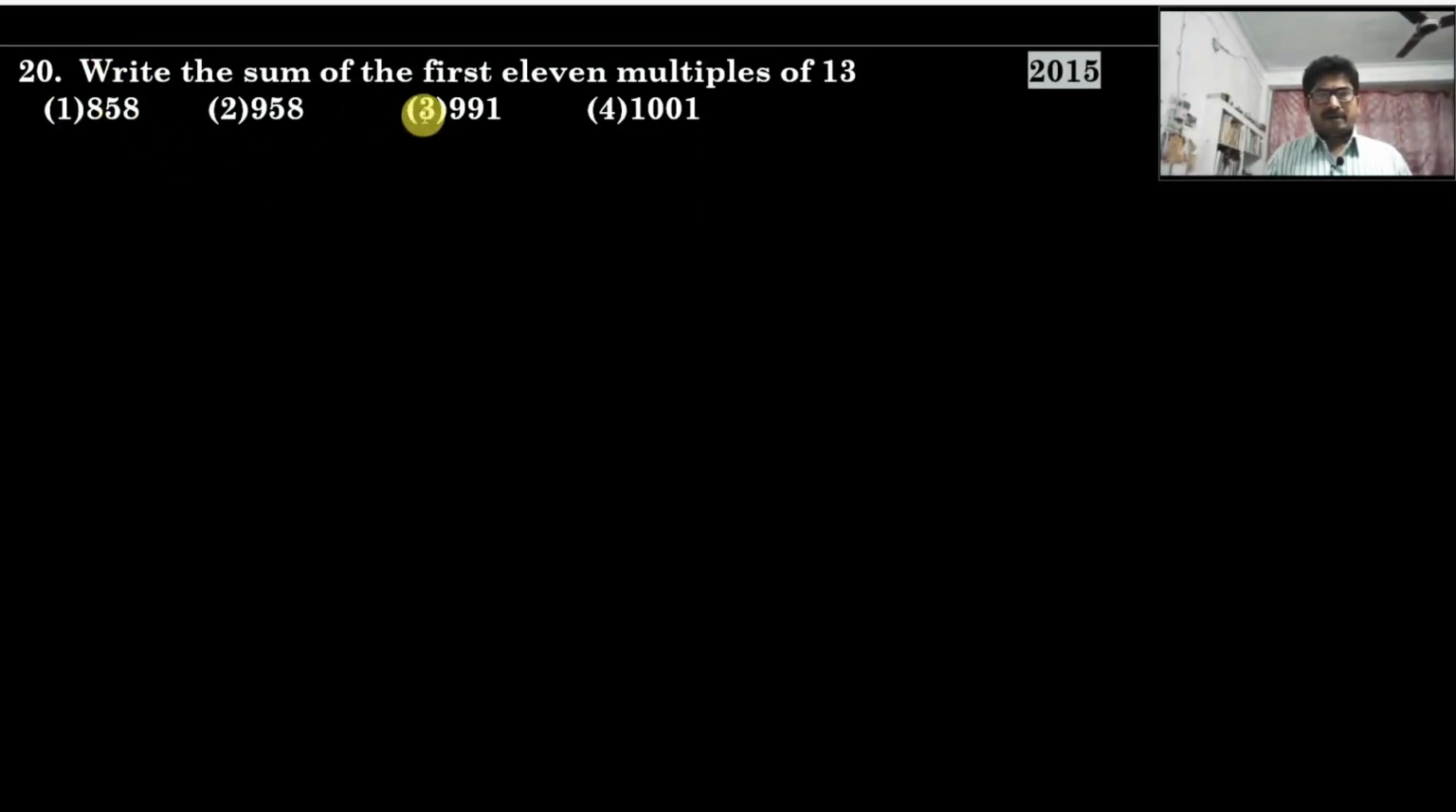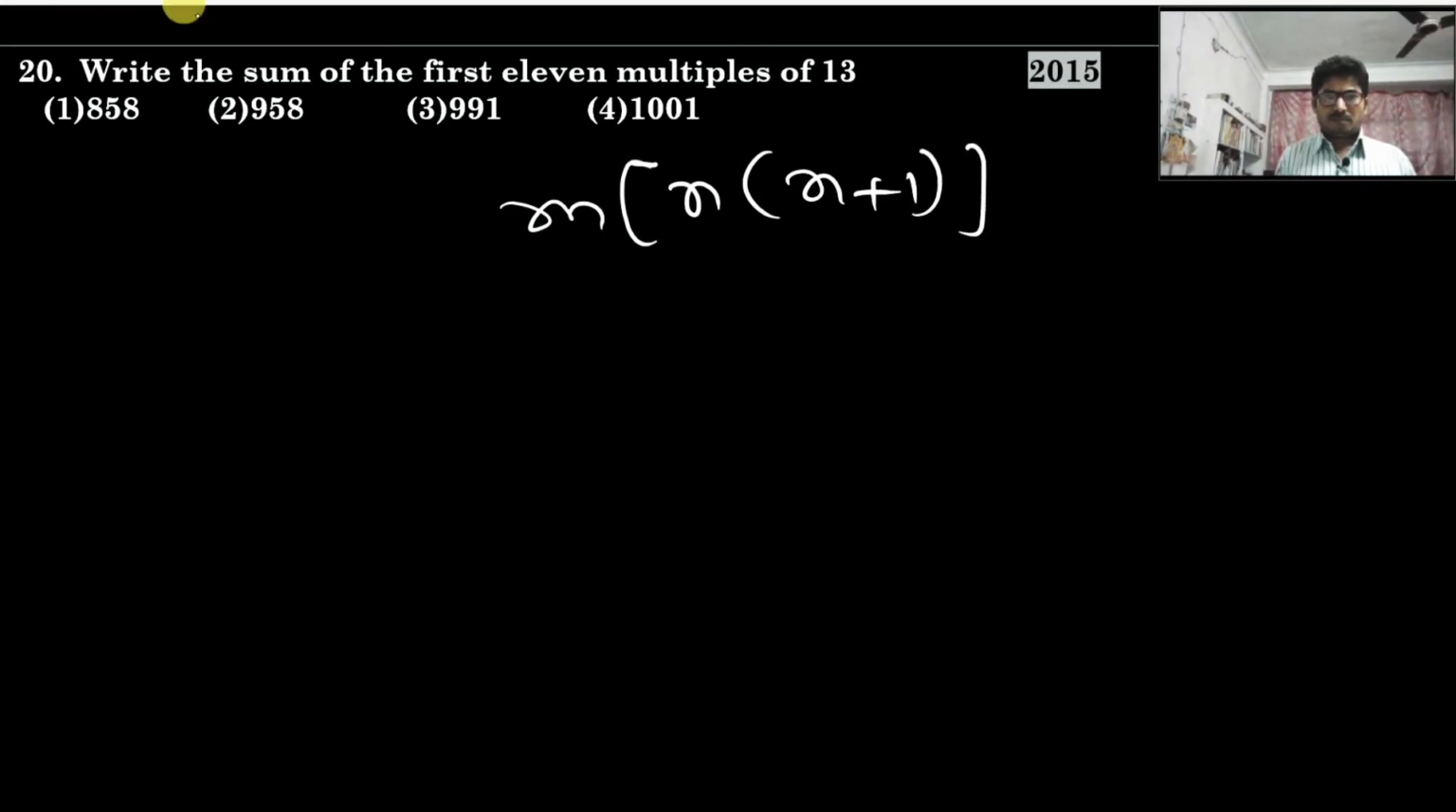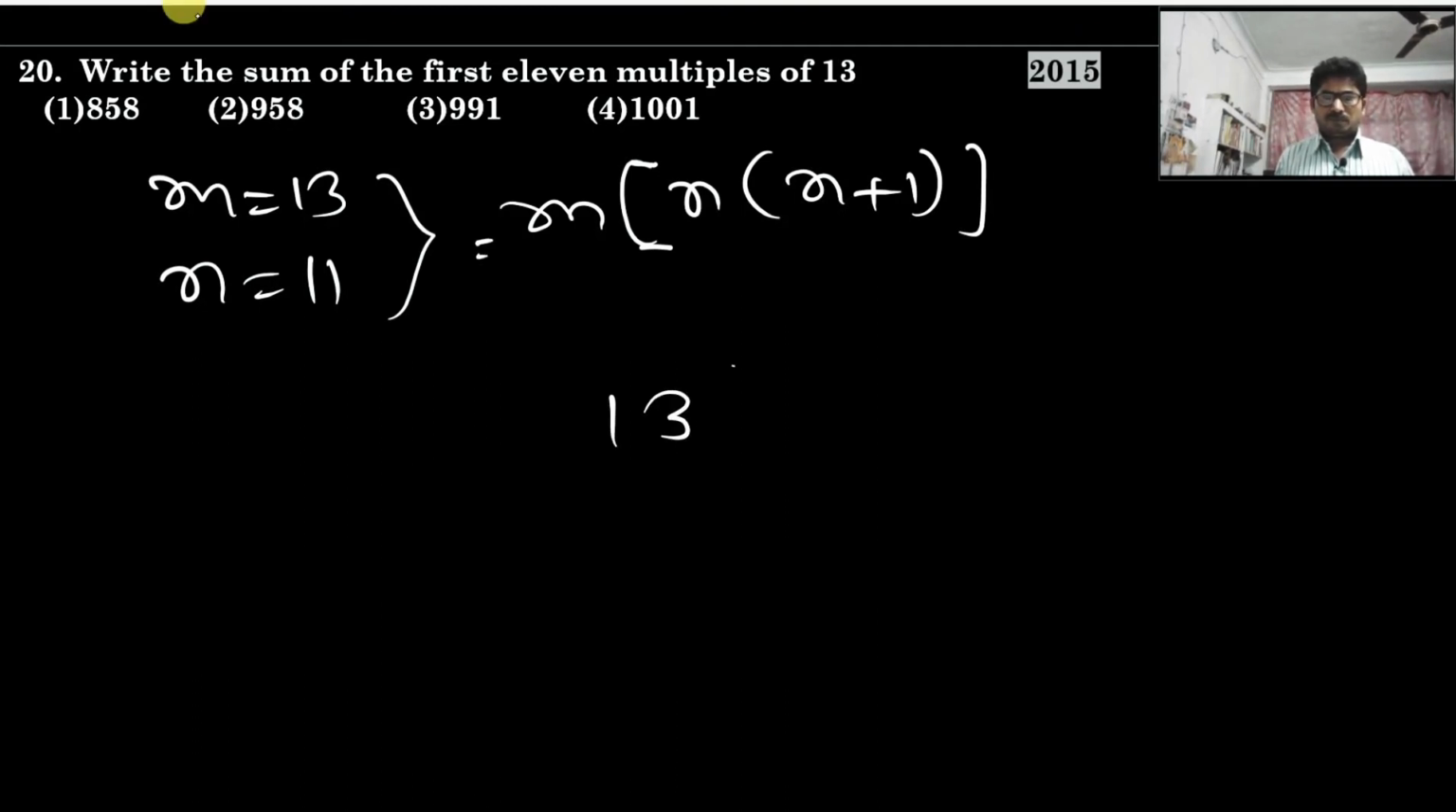Question number 20. Write the sum of the first 11 multiples of 13. Same formula, m into n plus 1 by 2. In this formula, m is 13, n is 11. So 13 into 11 into 11 plus 1, 12 by 2.